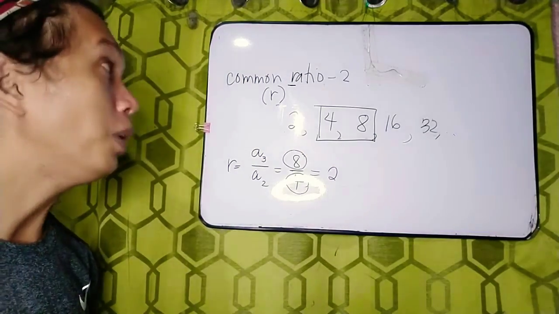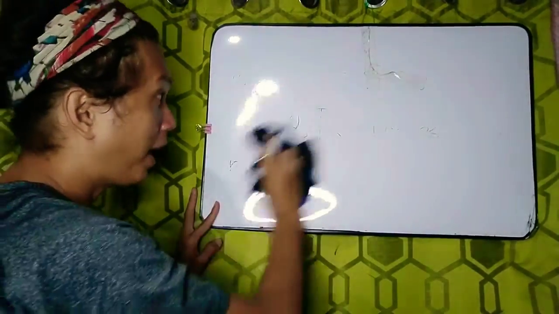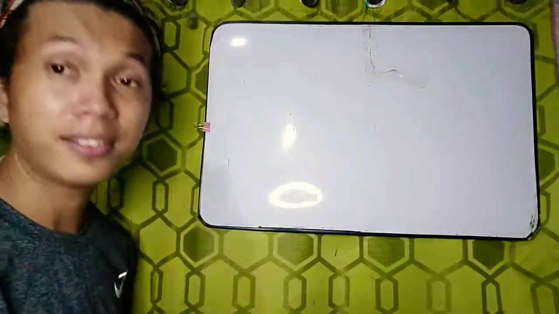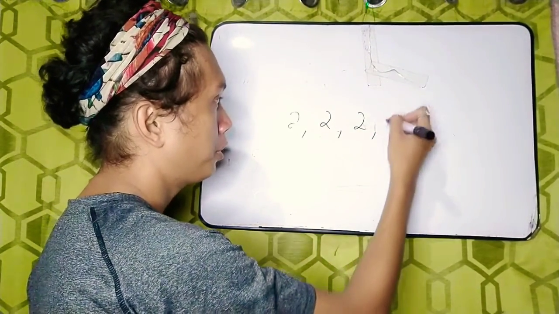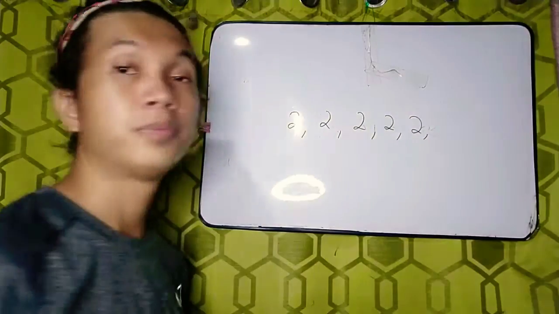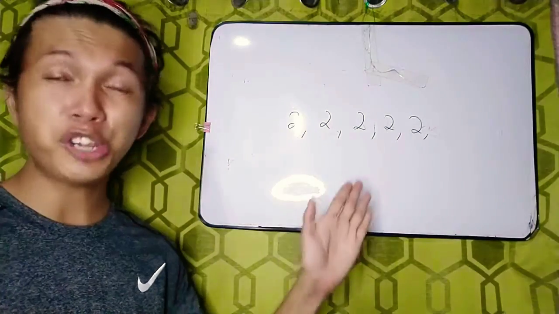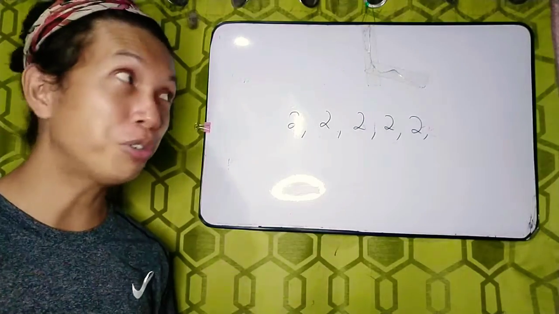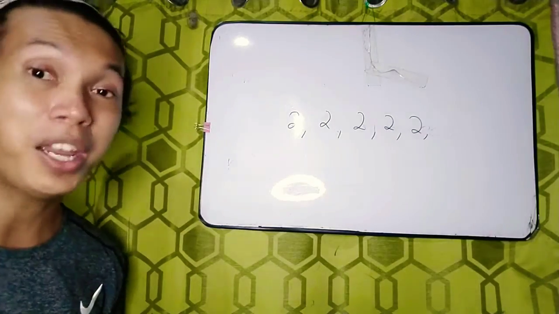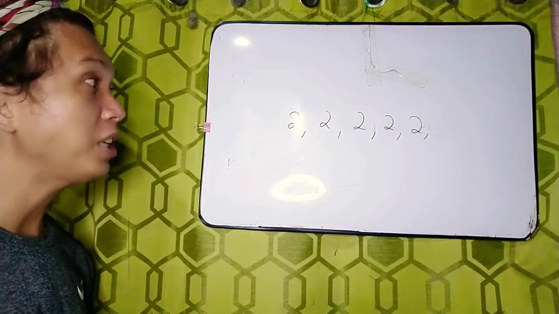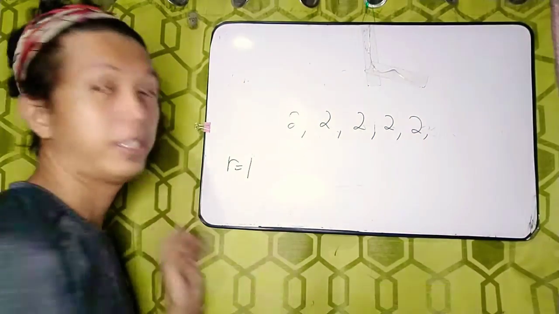So I'll be showing to you another example of geometric sequence, and let us try to get the common ratio. So I have here 2, 2, 2, and 2. So as you can see, the terms in this geometric sequence is 2. It doesn't change as it progresses. What do you think is the common ratio? Okay, so our common ratio for this one is equals to 1. How did I know that?